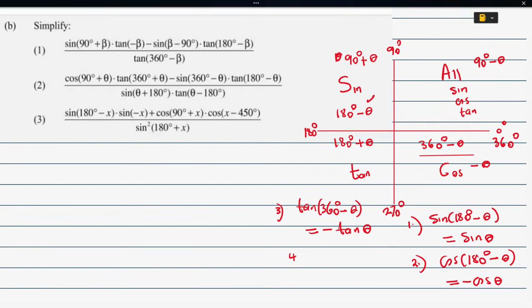And then again, we also have what we call the cofunction, like sine 90 degrees minus theta. What is 90 degrees? It's a cofunction, right? So when there is 90, sine changes and becomes cos. Sine changes and becomes cos. So this is going to be cos theta. See?